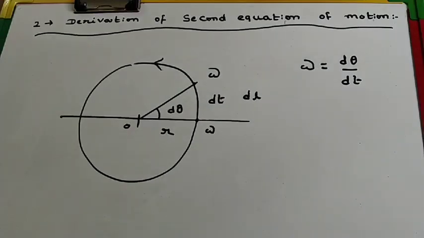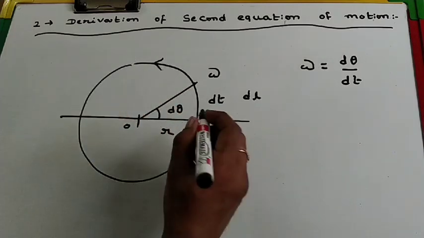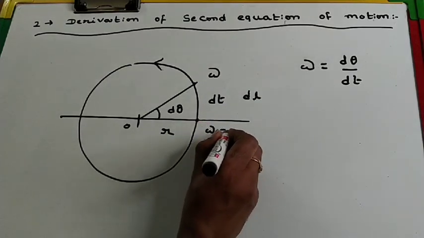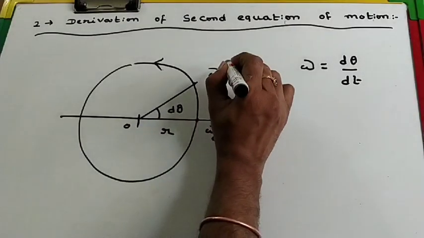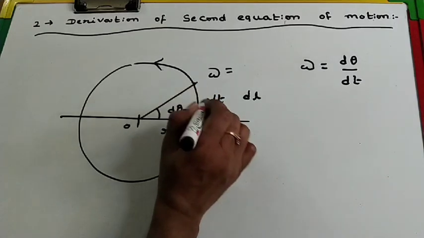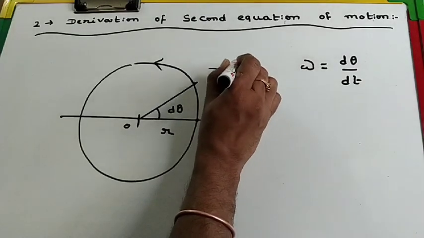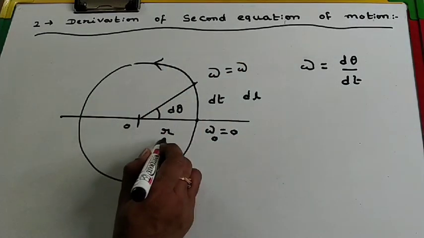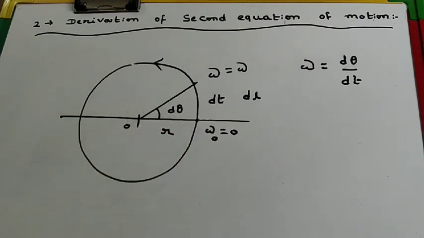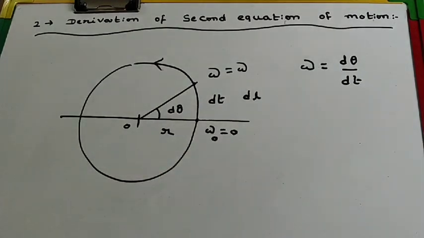Once again, I am explaining, take a particle which is revolving in an anti-clockwise direction in a circular motion. Initially, the particle is here. That means omega naught is equal to 0. After some time, the particle moves in anti-clockwise direction to some distance dl in a time dt, where consider omega is equal to omega. Now the radius is r. The angle made by the particle with the horizontal axis is d theta. In this case, omega is equal to d theta by dt.